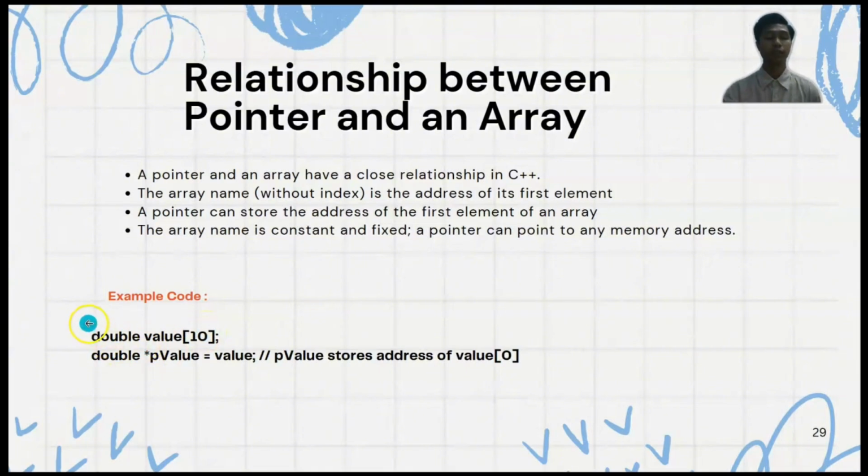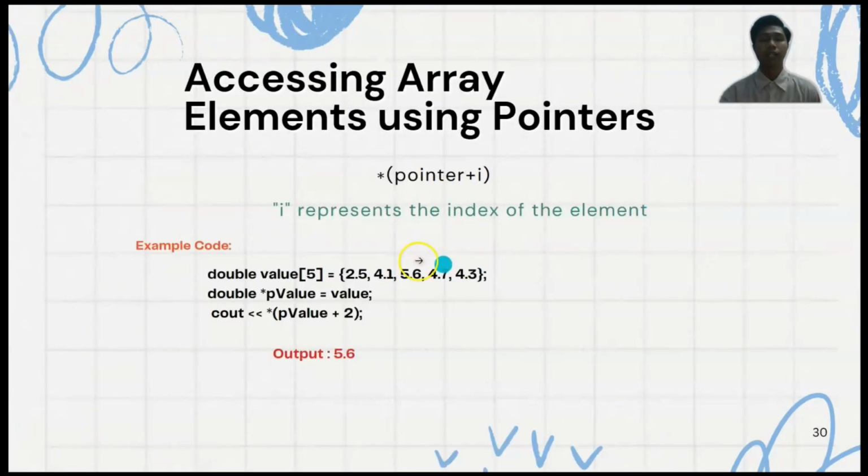Okay, next, why do I use double instead of float? This is because we need higher precision in decimal numbers. If you want decimal numbers like 2.5, 5.6, 4.7 and 4.3, we need higher precision instead of using float.